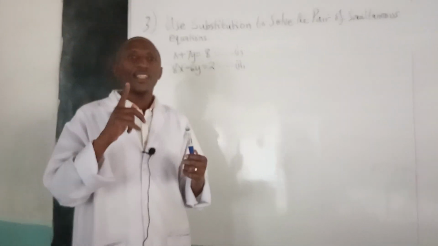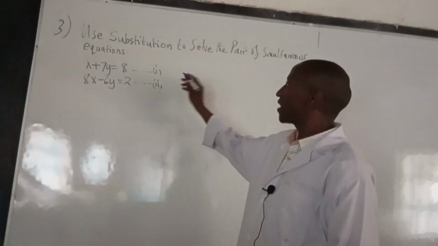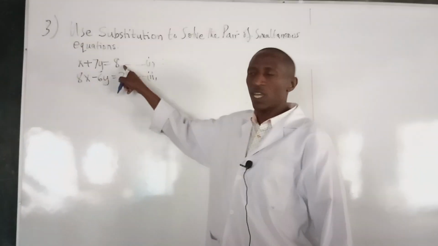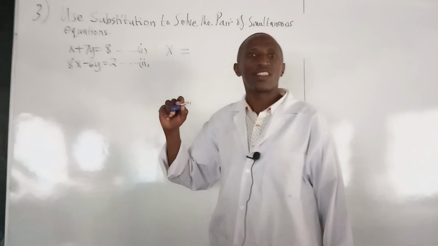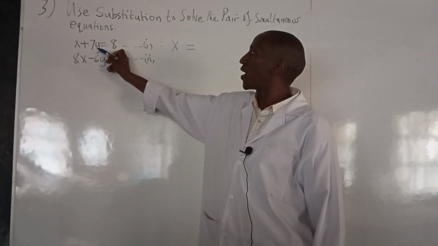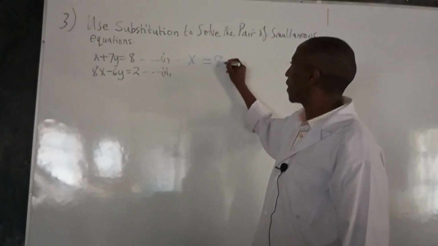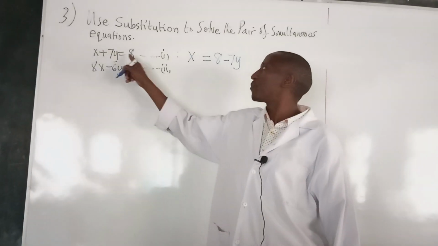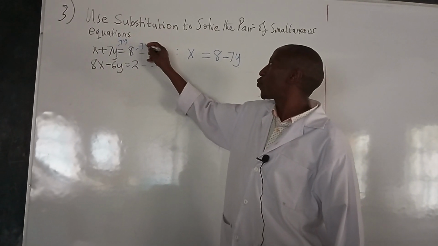Now, one thing that we need to do to it is to rewrite it such that, given that x plus 7y is equal to 8, we can rewrite by making x the unknown, and we subtract 7y on this side and 7y on that other side. So we get 8 minus 7y. The x alone becomes 8 minus 7y.